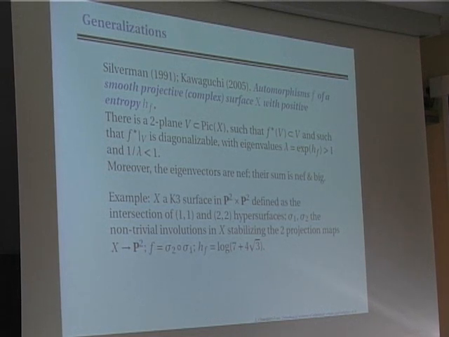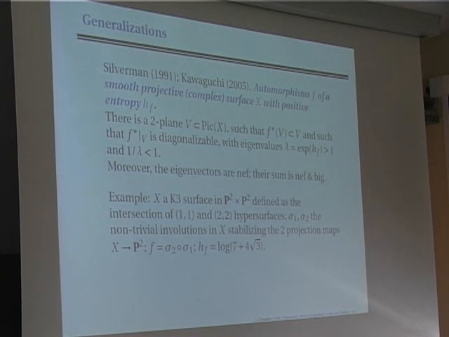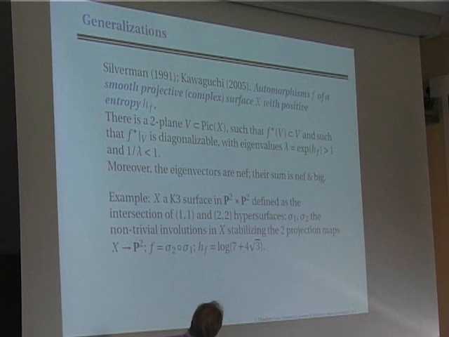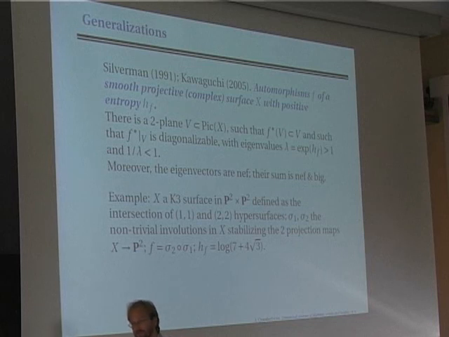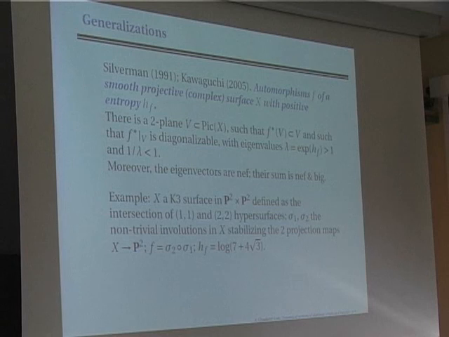In the 90s and till now, there have been other examples of dynamical systems which are related to polarized dynamical systems but don't fit in the picture, and I would like to mention them, which are automorphisms, in fact, of a complex smooth projective surface with positive entropy. I do not want to define what entropy is, but for people of ergodic theory, the fact that the entropy is positive means that the dynamic is interesting.